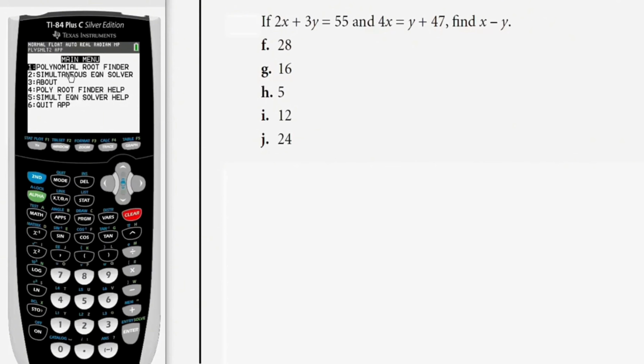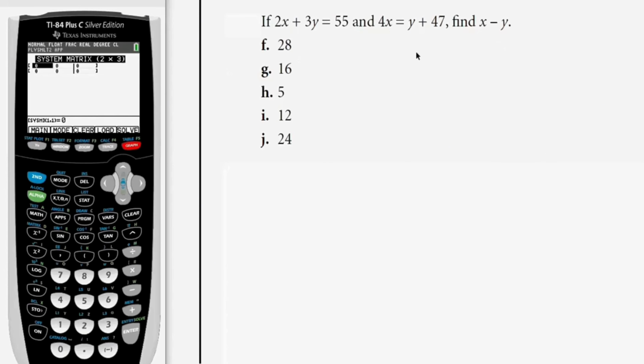Alright, so you're going to go for simultaneous equation solver, this option 2. Alright, then this is simultaneous equation involving two unknowns or variables and two equations. So this setting is correct for us as default. We are good to go. Now press this graph button for next.